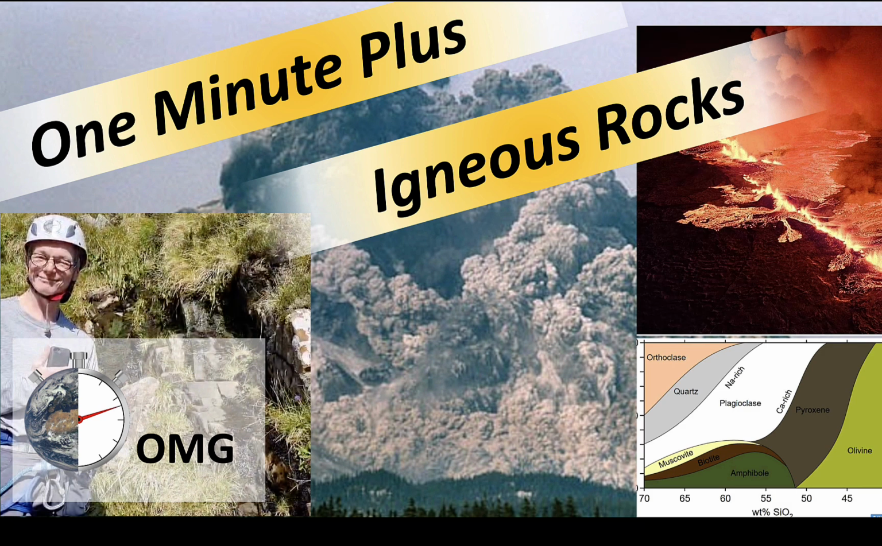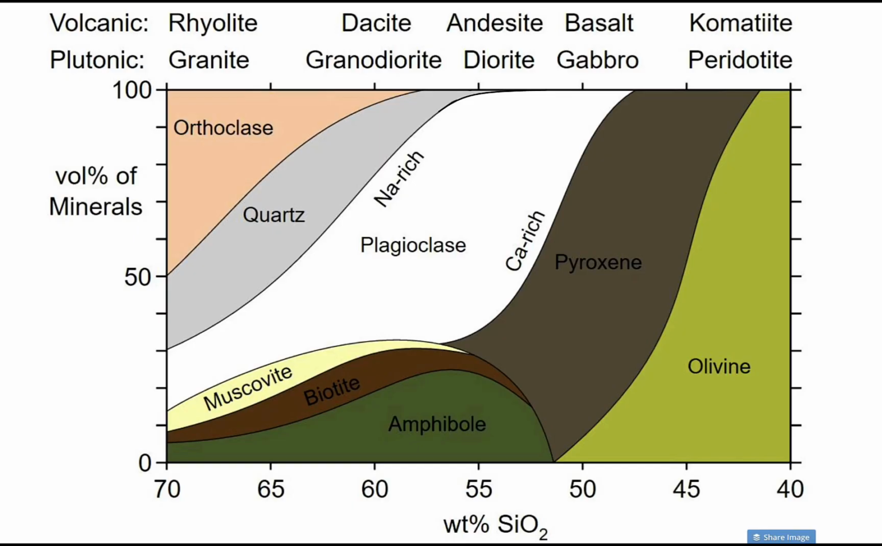Okay, so let's start off with the chemistry of igneous rocks. This is a really useful chart. So we have the volume percentage of minerals on the vertical axis. So they add up to 100%. If you have a rock, it's made of something, so it adds up to 100% of something. And then along the horizontal axis, this is the amount of silica in weight percent in the rock in total, so the bulk chemistry of the rock.